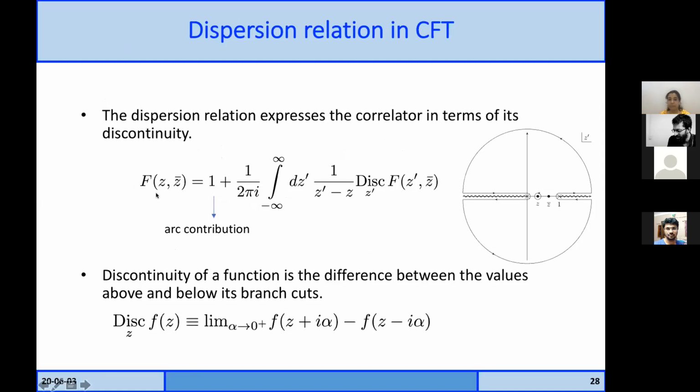So this is how the dispersion relation looks now. This is the arc plus the discontinuity. Here, by this of z prime, I mean that this function calculates the discontinuity of this correlator at z prime. From this picture, you can see that there are two different types of discontinuities. And the discontinuity is defined to be the value of the function above and below the branch cut. So this is the basic definition of discontinuity.